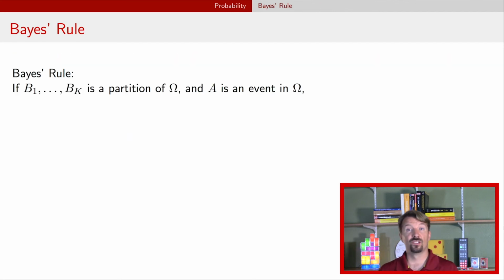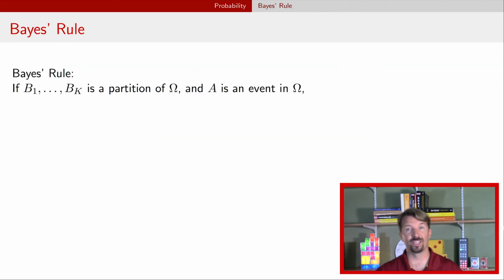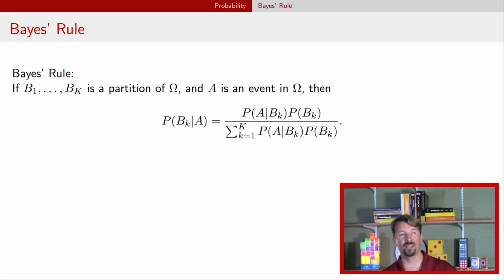Okay, so Bayes' rule. That was an example using the law of total probability, a pretty simplistic example. We're going to use the law of total probability more often when we're trying to calculate something called Bayes' rule. So again, we need this partition, call it B1 up to BK, and we need an event A. Now what we're going to try to calculate is the probability of one of those elements in the partition given that A occurred.